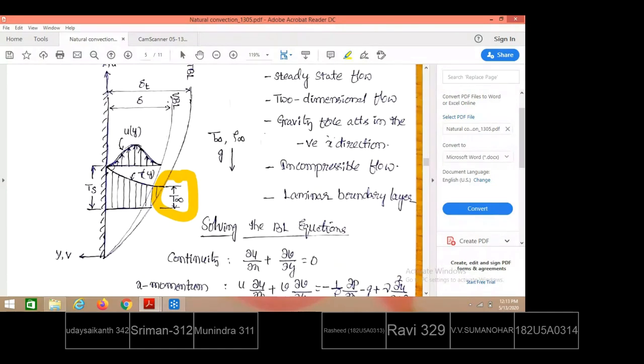Then, at the plate surface level, the very first layer of fluid molecules sticks to the surface and attains the temperature of the plate. So at this level the fluid temperature is the same as Ts. Away from the plate surface, there is a continuous change of temperature. After some distance from the plate surface, the temperature is again found to be the same as the free stream temperature, so there is a change of temperature from Ts to T infinity within this thickness.